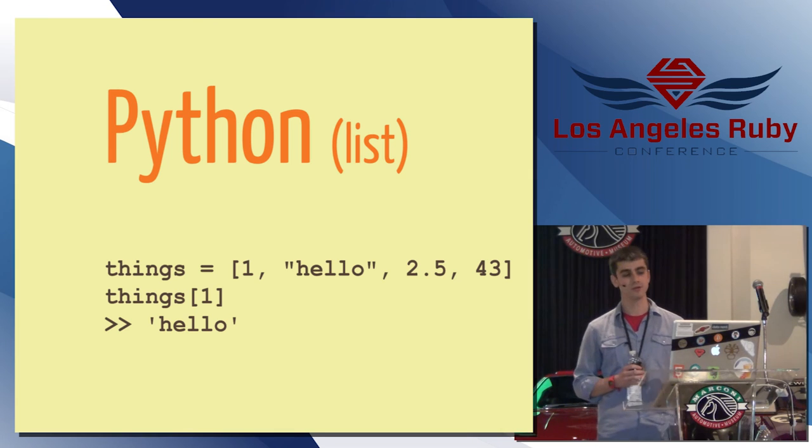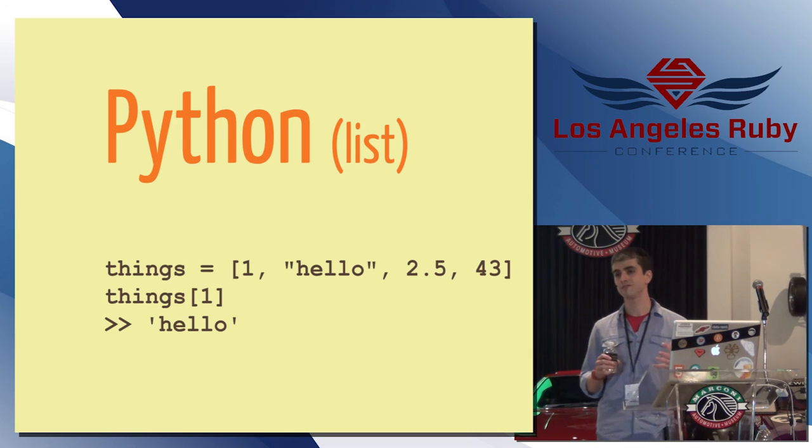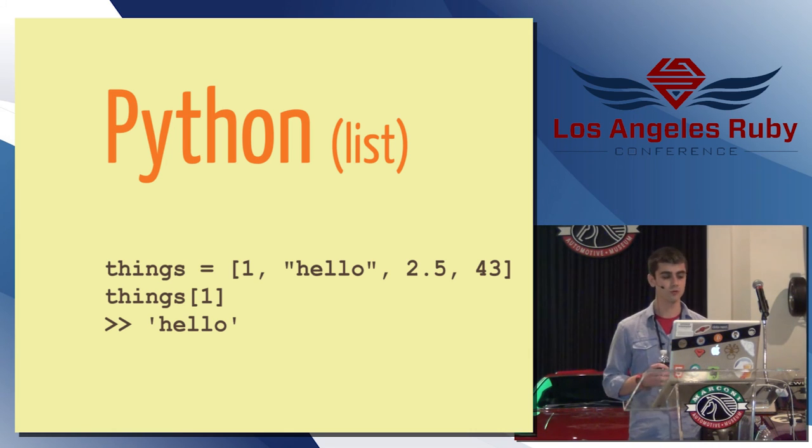You have brackets. You can put any kind of object in there. You can get at objects with the integer index syntax. You don't have some of that convenient stuff like dot first, dot last that you would get in Ruby, but overall, they're very similar. So again, we'll go back and forth. Not really much difference here.